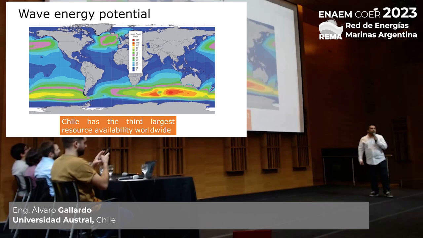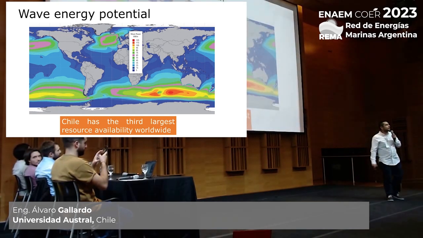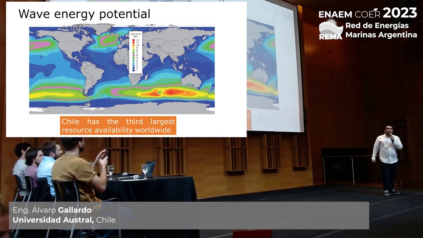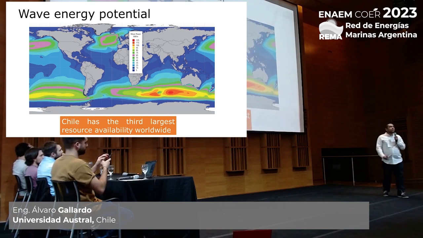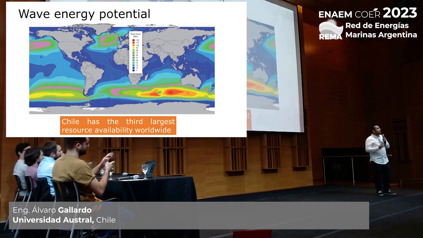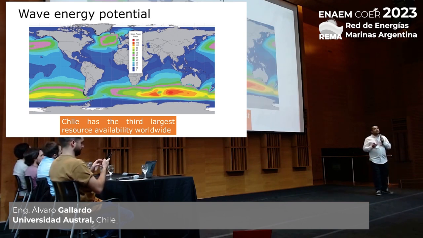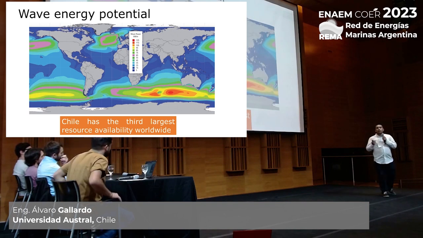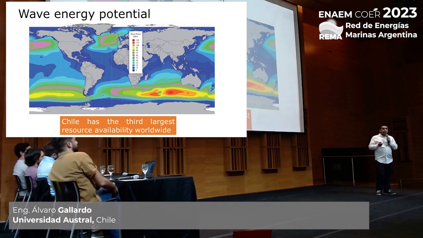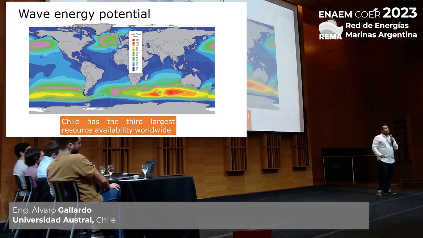So, did you know that Chile has the third largest wave energy resource availability worldwide? Well, it means a very important opportunity for our country to develop a wave energy industry in our waters. By this way, reduce its greenhouse gas emission to the atmosphere.